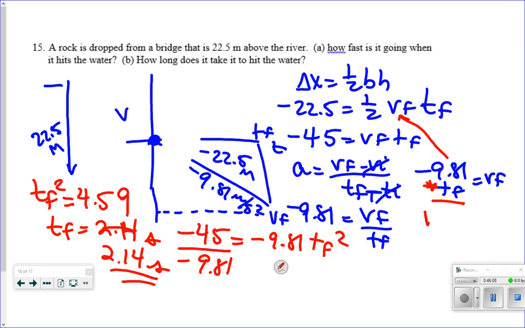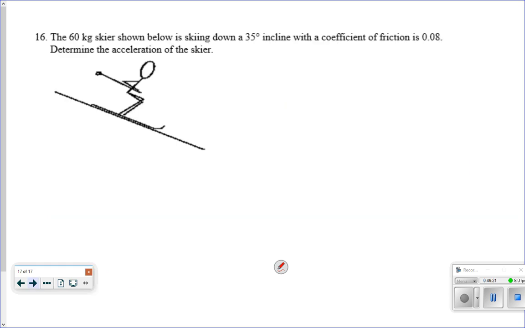All righty. I can take that value for time and put it right here and figure out VF. So if I multiply that time by my negative 9.81, I get negative 21.01 meters per second. There we go. One more. We just have one more to go. It's the skier going down the hill.